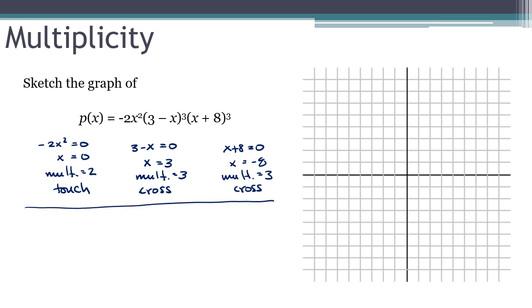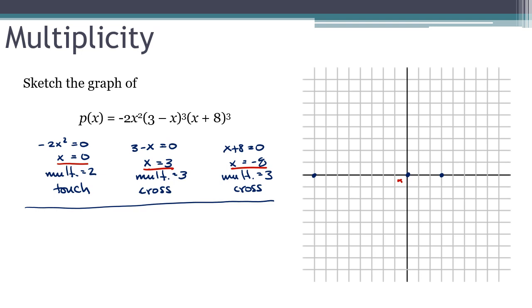Excellent. Now, let's sketch that, right? I'm going to put 0 here, and that's a touch, so I'm going to put a little x there to let me know not to cross. Then, when you're doing this, because I keep having this issue as I'm looking at these, be sure that you're graphing the roots and not the multiplicities. So I'm going to do x equals 3, and that's going to be a cross, and we'll do x equals -8, and that will also be a cross.